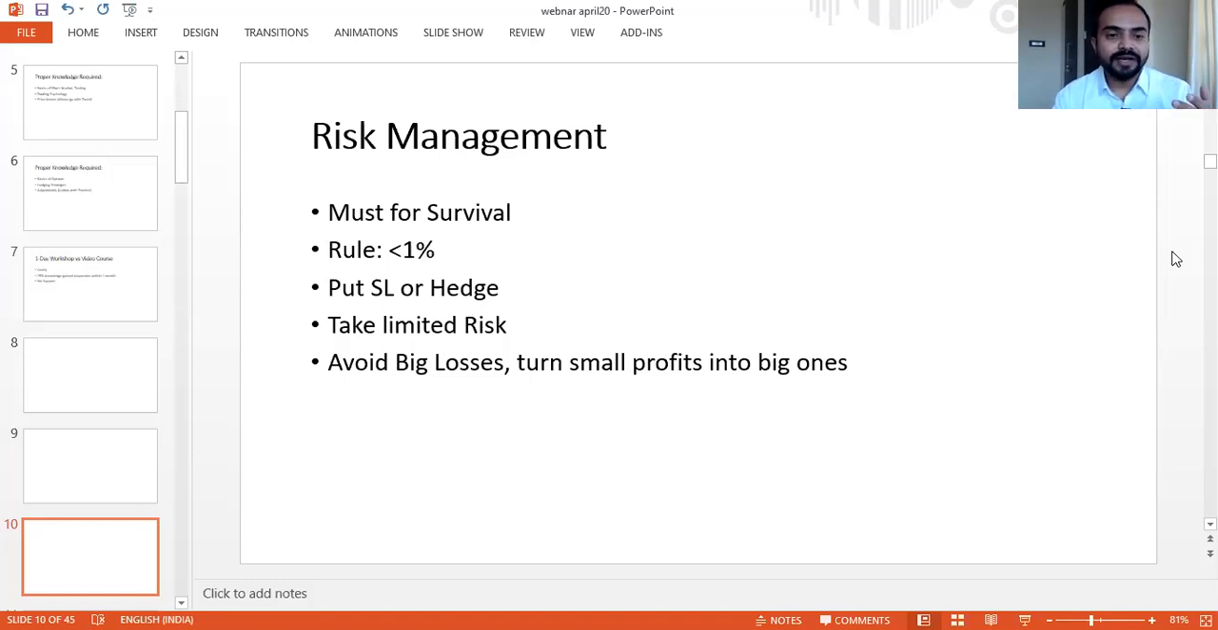If you are doing intraday trading, then put stop loss. And if you are doing positional trading, then you cannot put stop loss. Then what can you do? You can hedge your positions. By using options, you can hedge your positions. But as a beginner, you can just put your stop loss. And if it is positional, then you can hedge your positions.